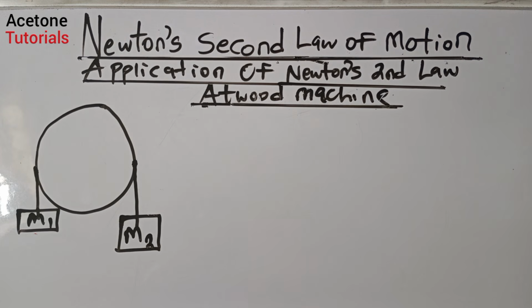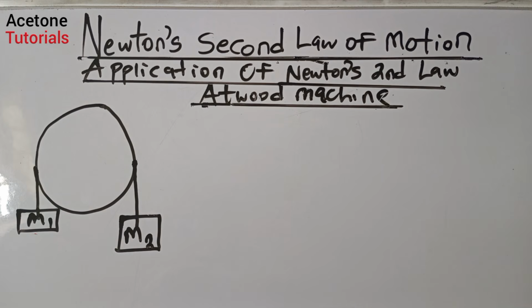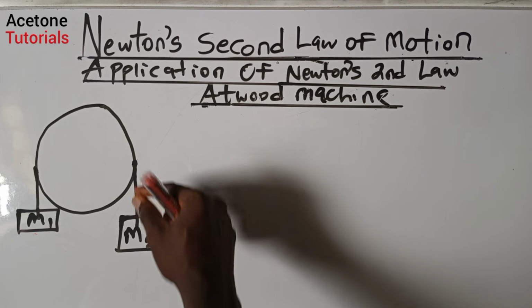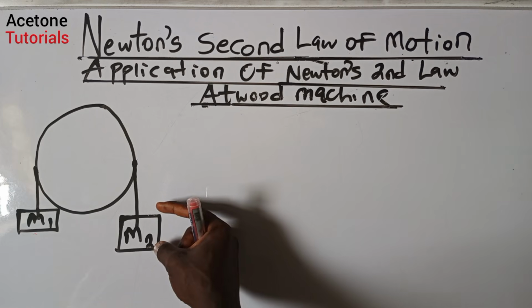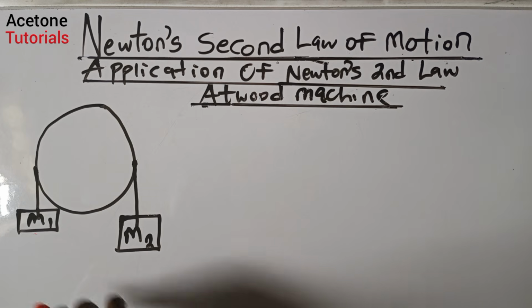The next thing is the application of Newton's second law. One application of Newton's second law is the Atwood machine. This machine consists of two bodies suspended by a rope passing over a frictionless fixed pulley. The two masses are m1 and m2. I want to derive the formula for the acceleration of this system. If m2 has the larger mass, when you release the rope, m2 will pull the system downward since it has the larger mass. So the direction of motion will be downward like this.